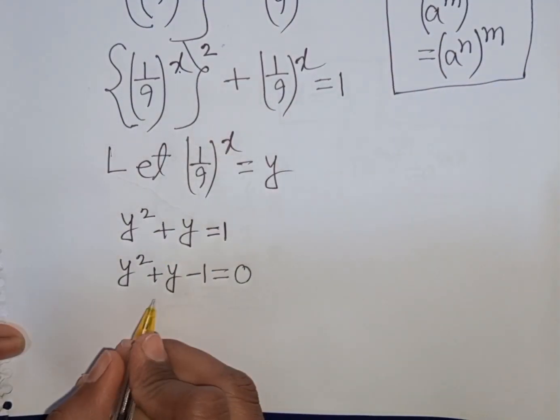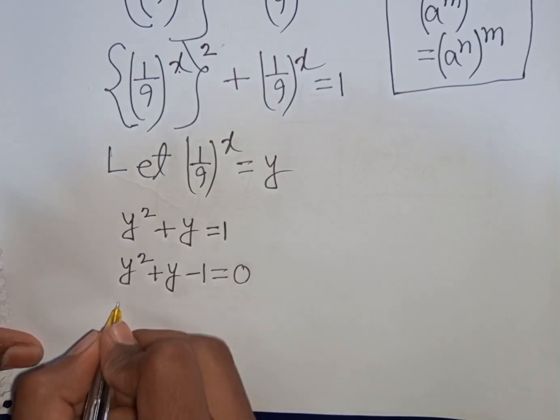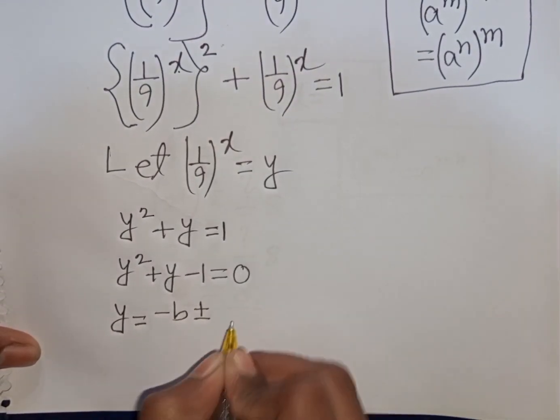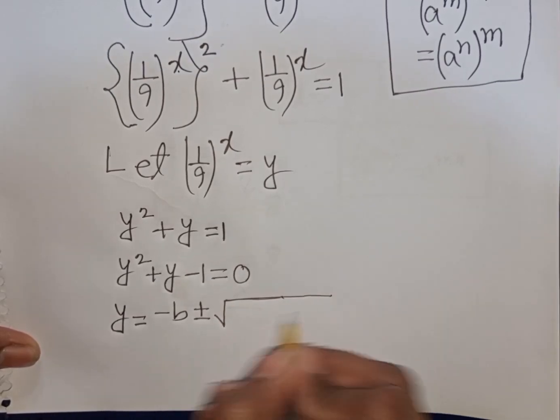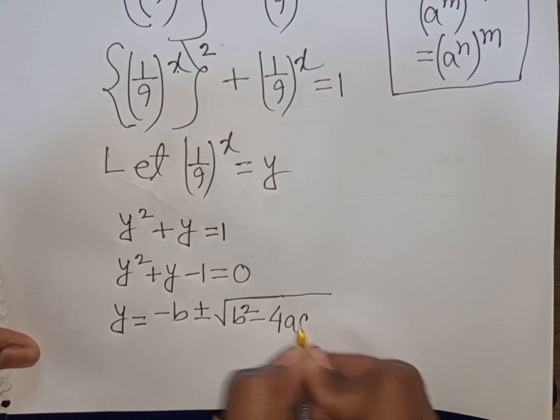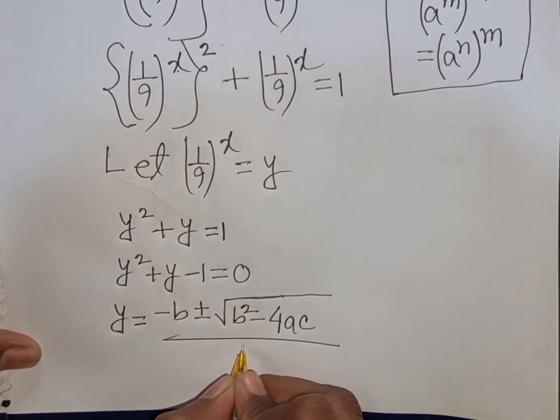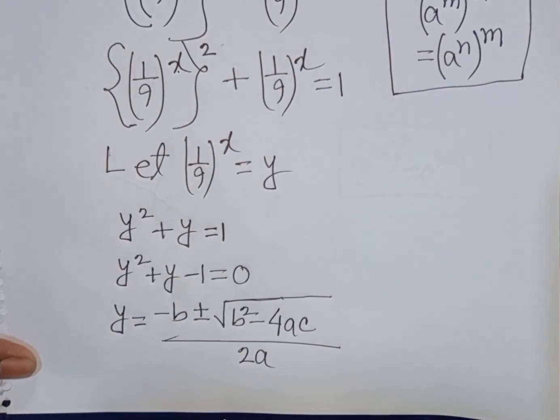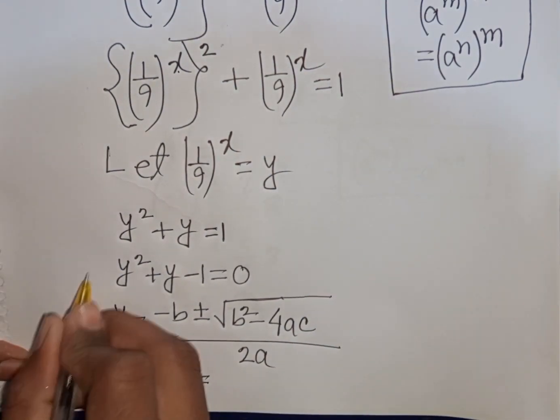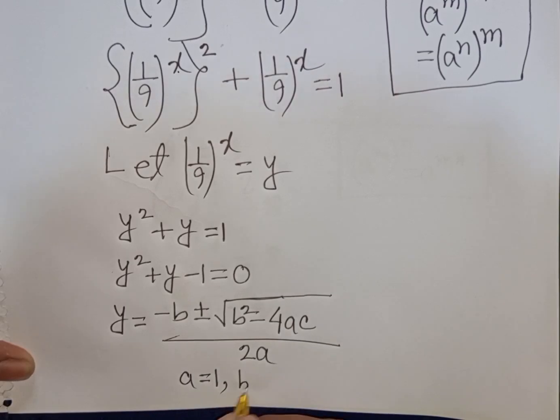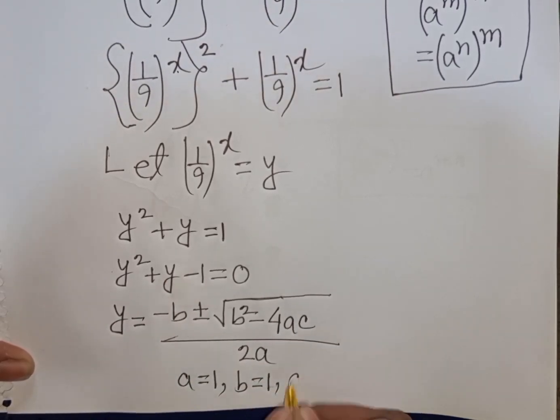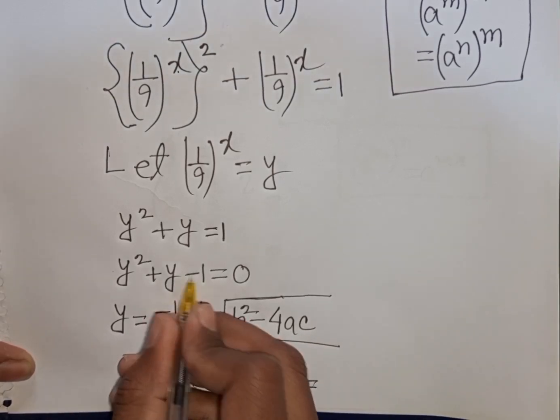Now here I can apply the quadratic formula, so I can write here y is equal to minus b plus or minus a square root of b square minus 4ac divided by 2a. Here a will be equal to 1, then b will be equal to 1. After that c will be equal to negative 1.